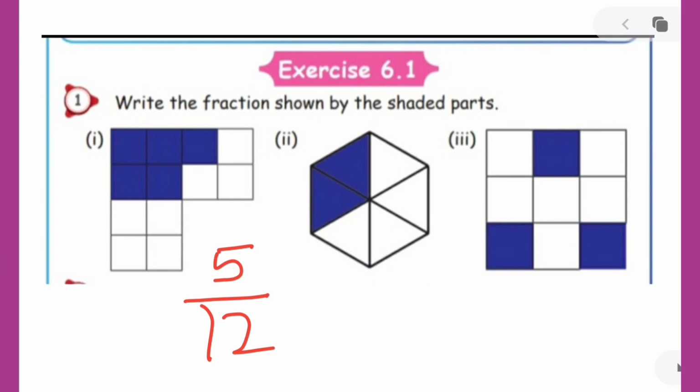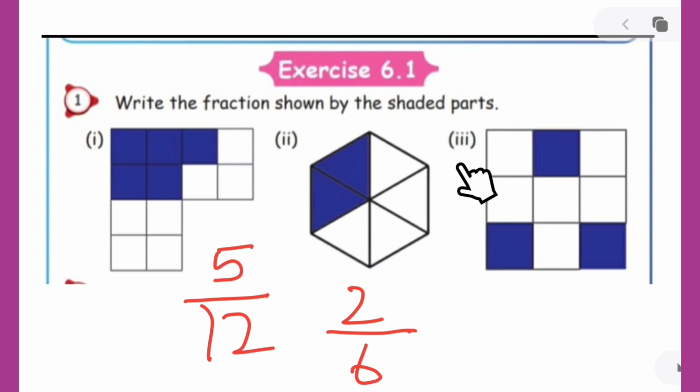Next one, 1, 2. 2 boxes are shaded. Remaining parts and shaded portion we have to add, which means we have to find the denominator value. So first the shaded portion value we write, 2, divided by the total parts, 2, after that 3, 4, 5, 6. The total part is 6. So 2 divided by 6 is the second answer.